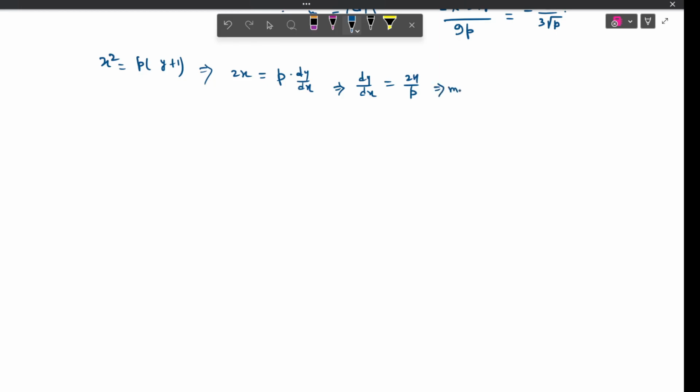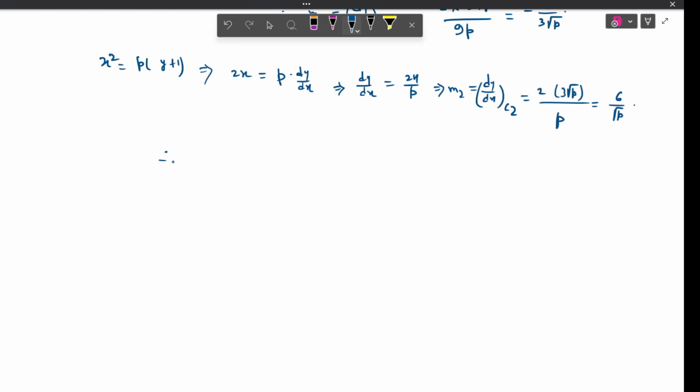So slope m2 is dy by dx at curve c2. This should be twice 3 root p by p, that is 6 by root p.